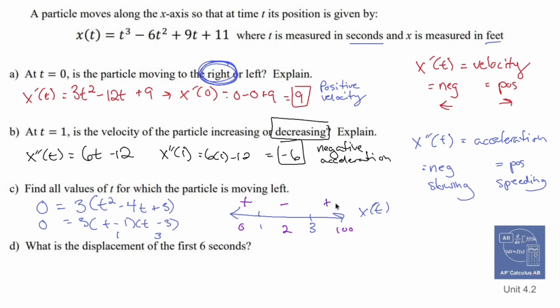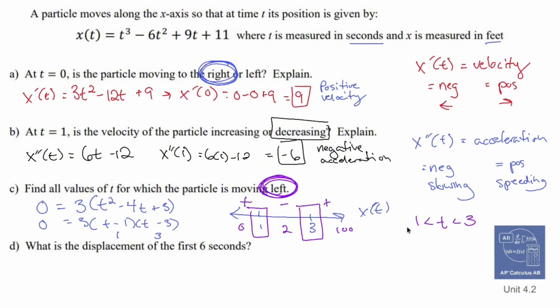That's going to stay positive. Okay, so that's my sign table. According to my sign table, I am negative between 1 and 3, which means I'm moving left between 1 and 3. So the values of t where this particle is moving left is t in between 1 and 3.